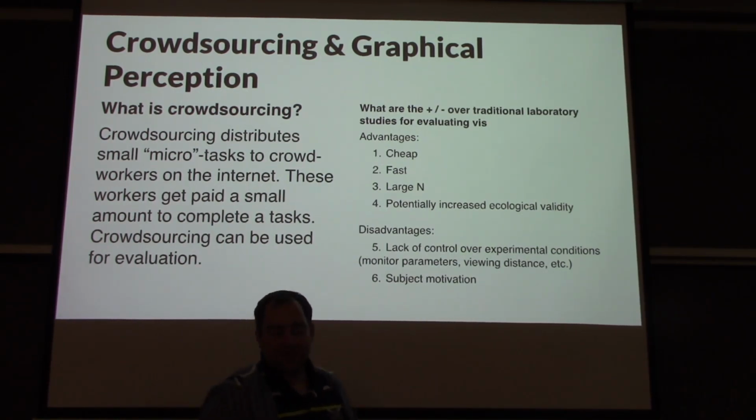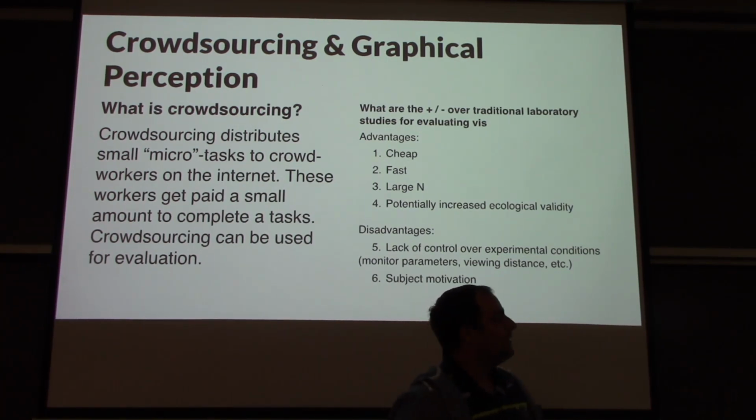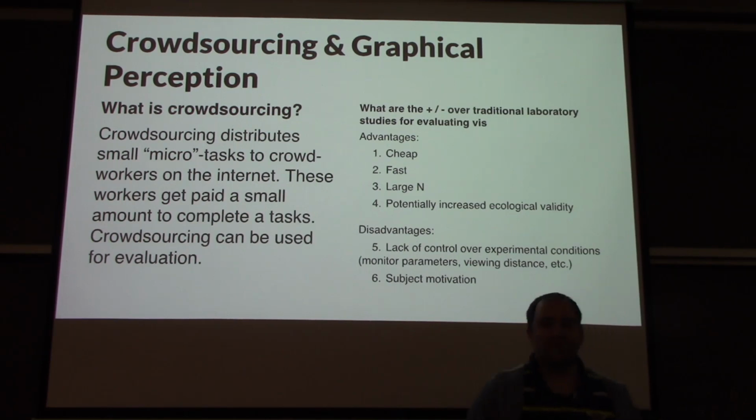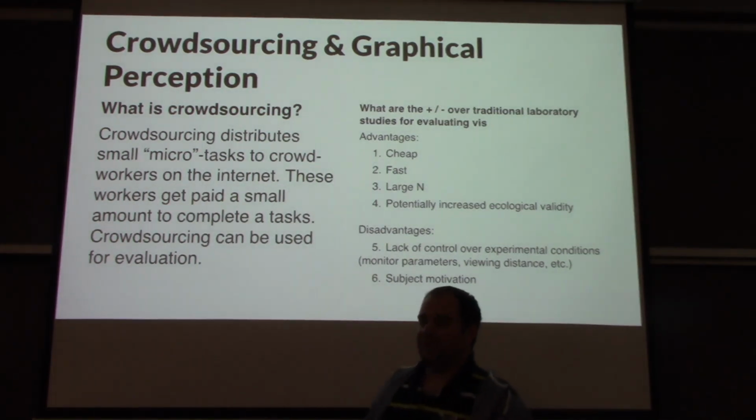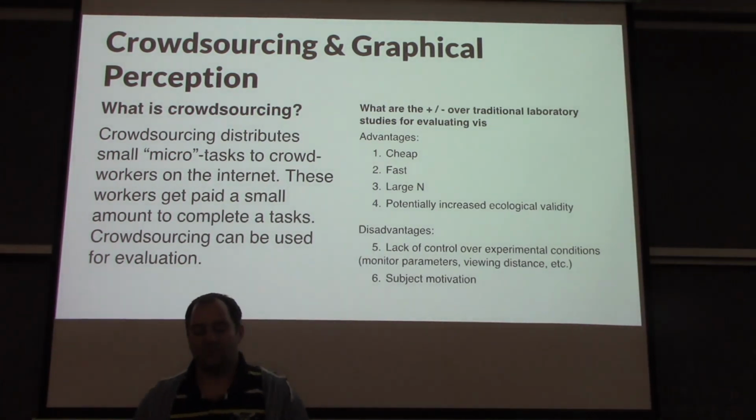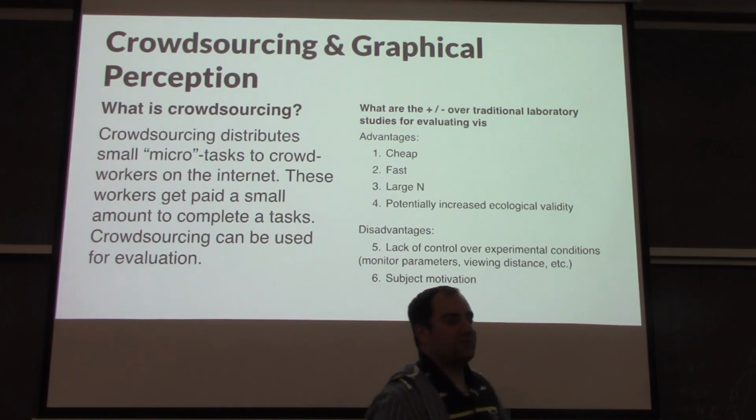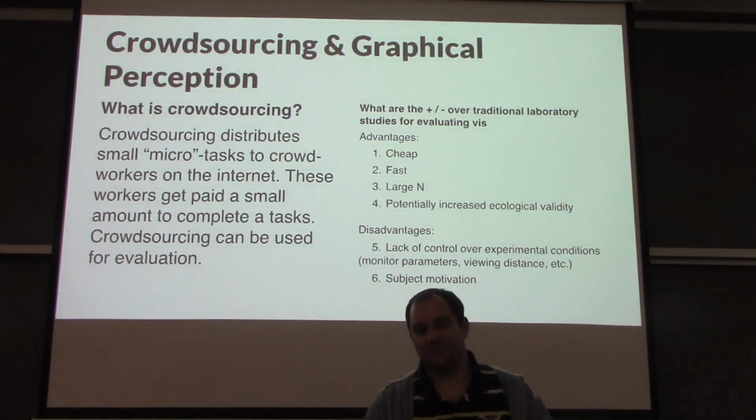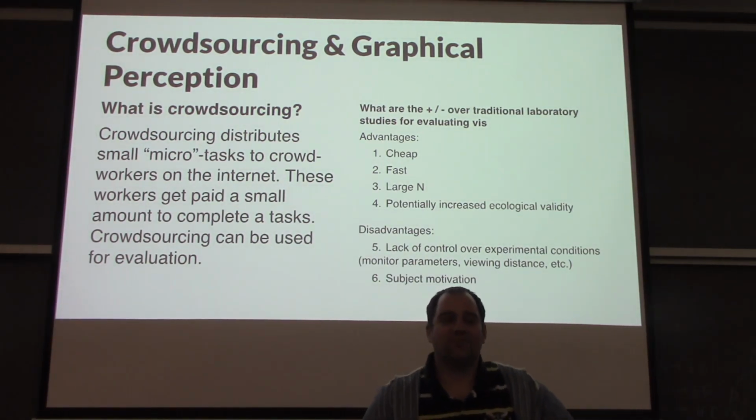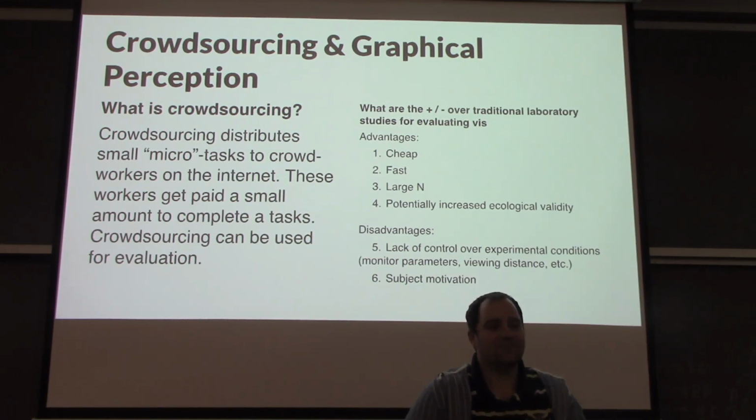So what are the pros and cons of traditional laboratory studies for evaluating viz? Well, obviously crowdsourcing is cheaper because we can get many people to do this very quickly. It can be very fast because we have a large pool of users to potentially query, especially compared to laboratory studies, right? If you're a PhD student and you want to do a lab evaluation, you have to find people, then you'll probably have all your grad student friends who do these tasks, which is probably not a great sample of the population in the first place.